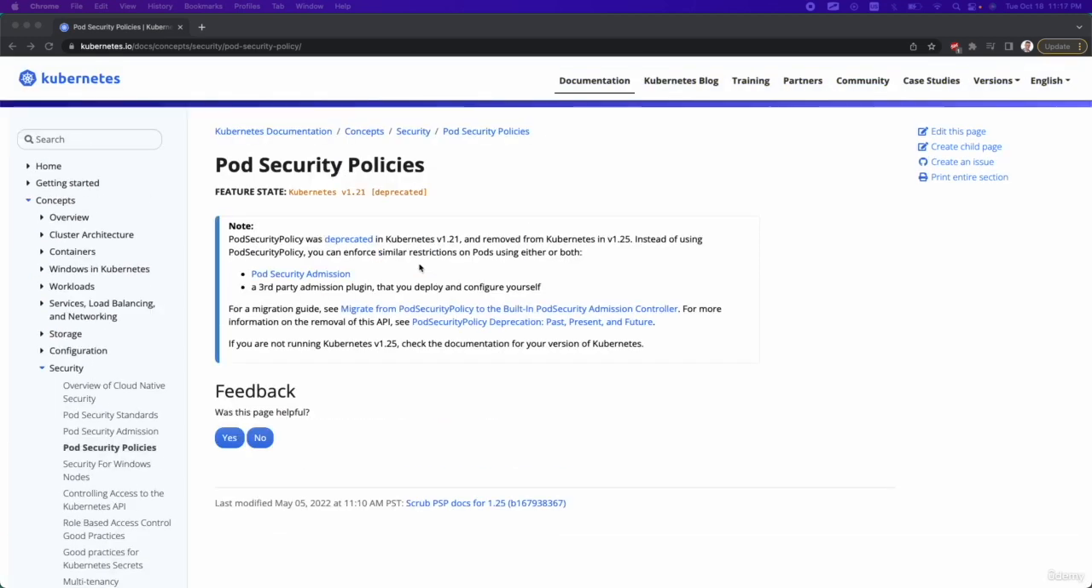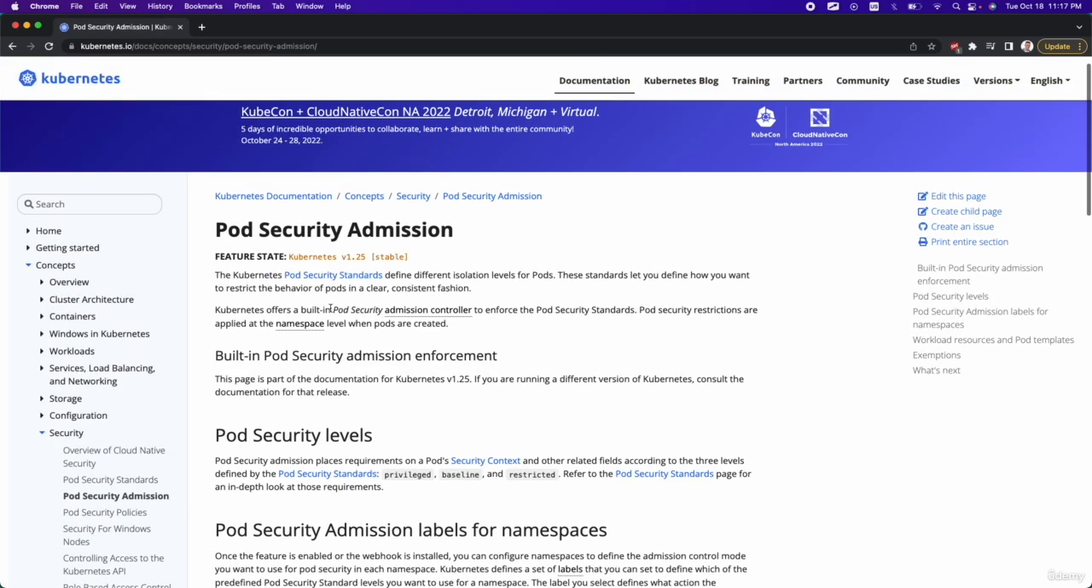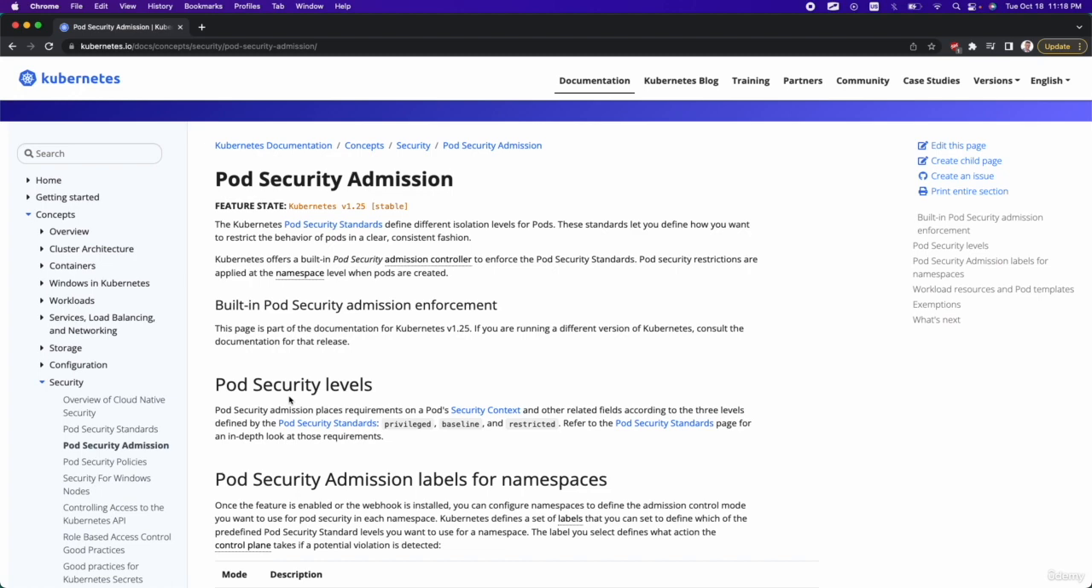You can see that now, even today, we're using pod security admission and also third-party security plugins. So definitely feel free to check out specifically pod security admission and the pod security policy, since those are the core for understanding the security for pods.